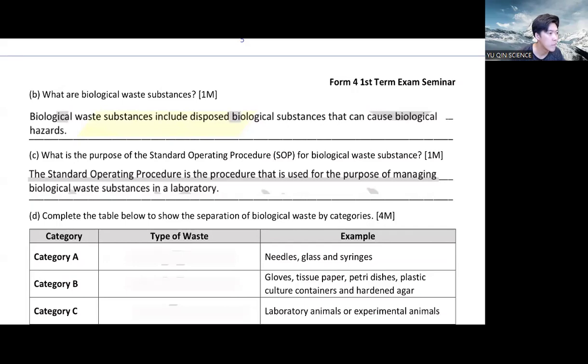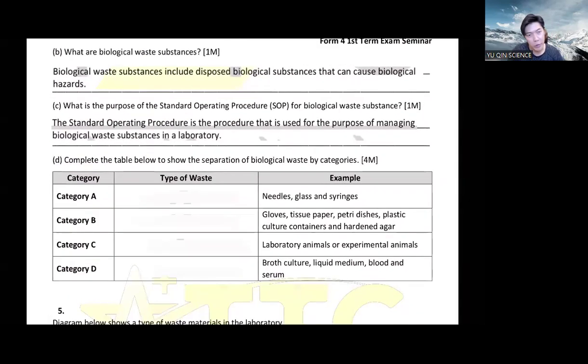Then you can also continue with D on your own to write down the type of waste, like sharp objects or non-sharp. You decide based on the ABC already or the examples already there. You can copy from your short notes also, okay?